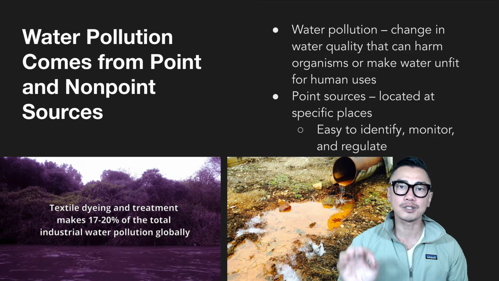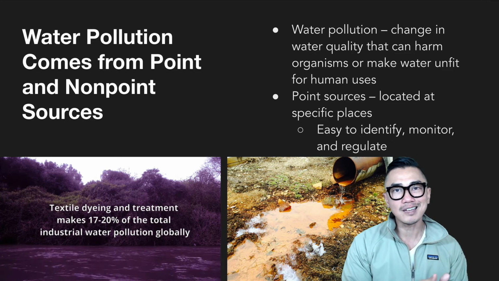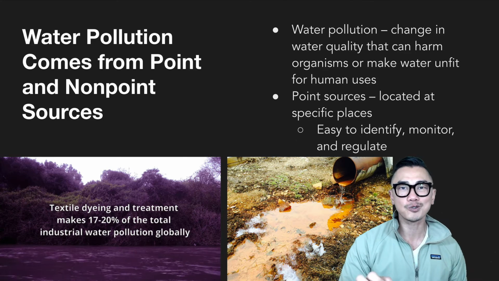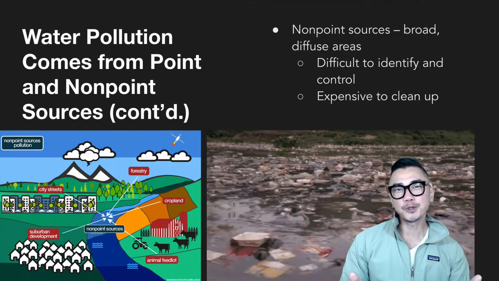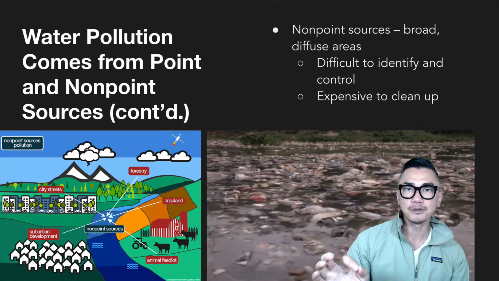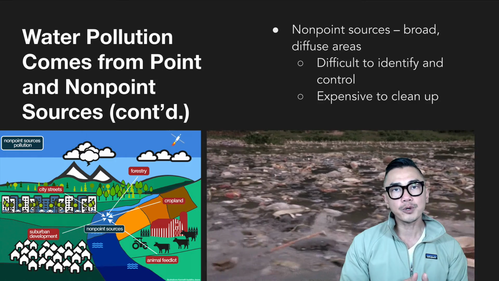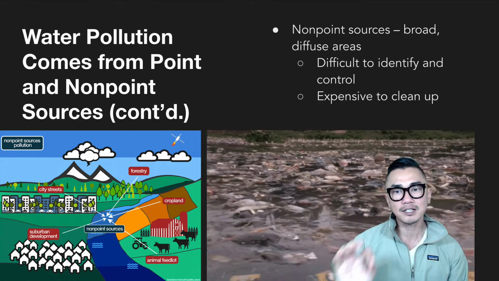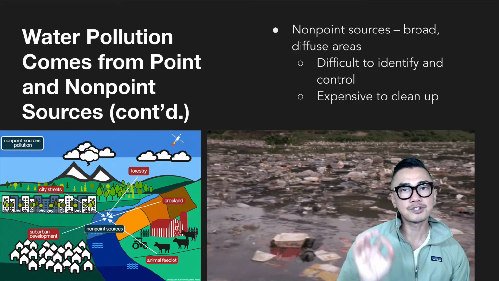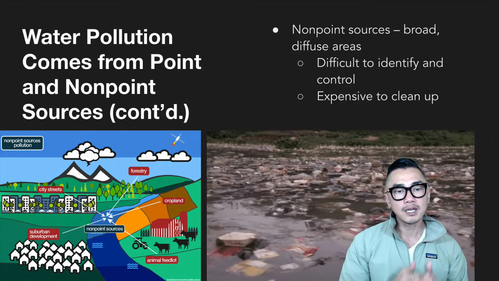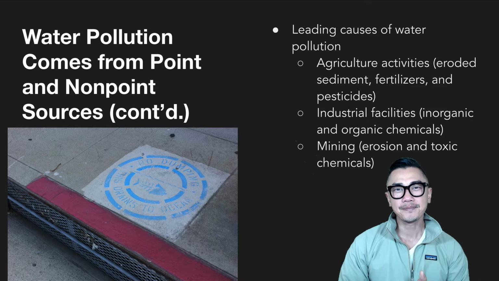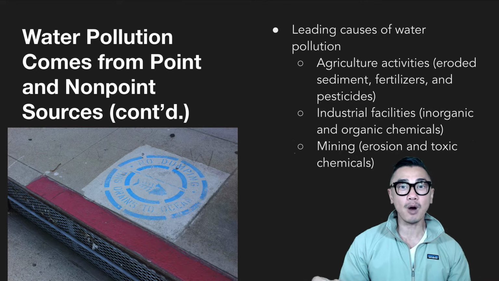The image on the left shows an interesting statistic. Textile dyeing and treatment is responsible for about 17 to 20% of total global industrial water pollution. Water pollution can also come from non-point sources. These are broad, diffuse areas that can produce pollutants that lower water quality. Non-point sources of pollution are difficult to identify and control, and the pollution that they create is expensive to clean up. The diagram on the left shows different non-point sources of water pollution, including city streets, suburban development, croplands, and animal feedlots.